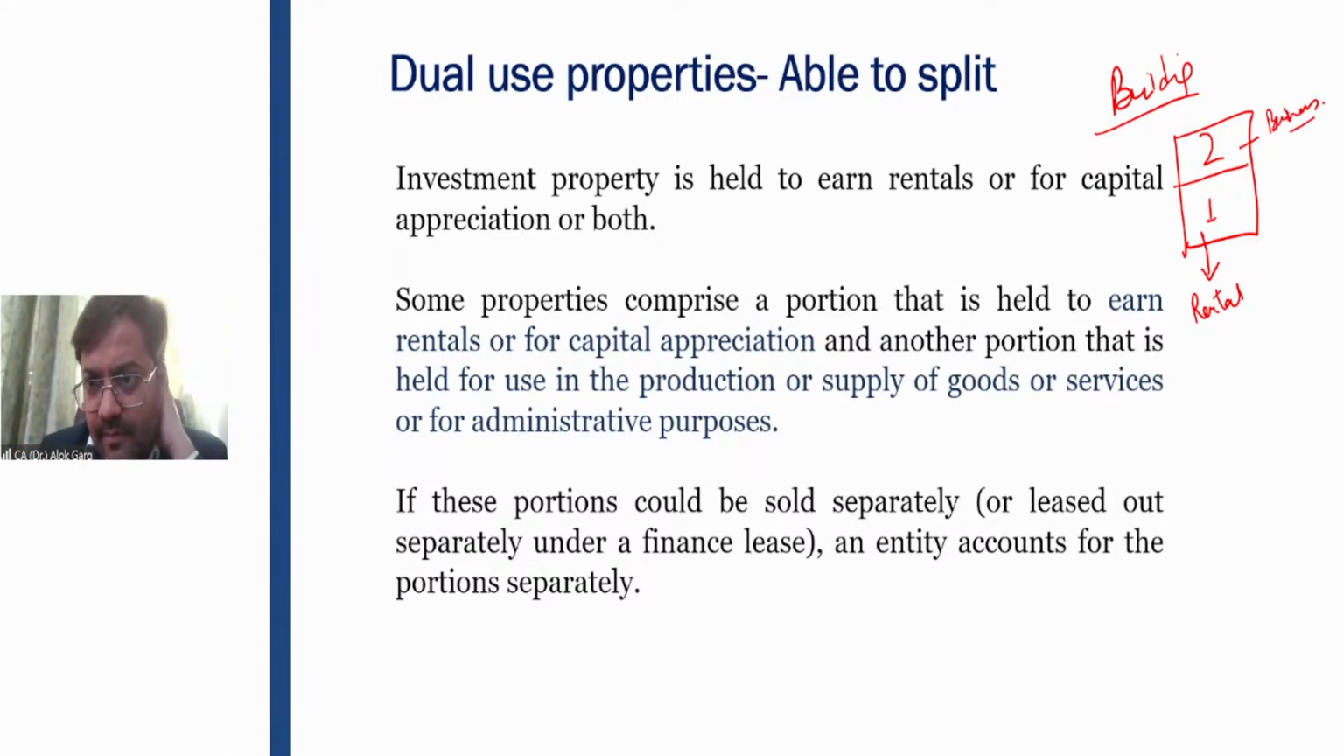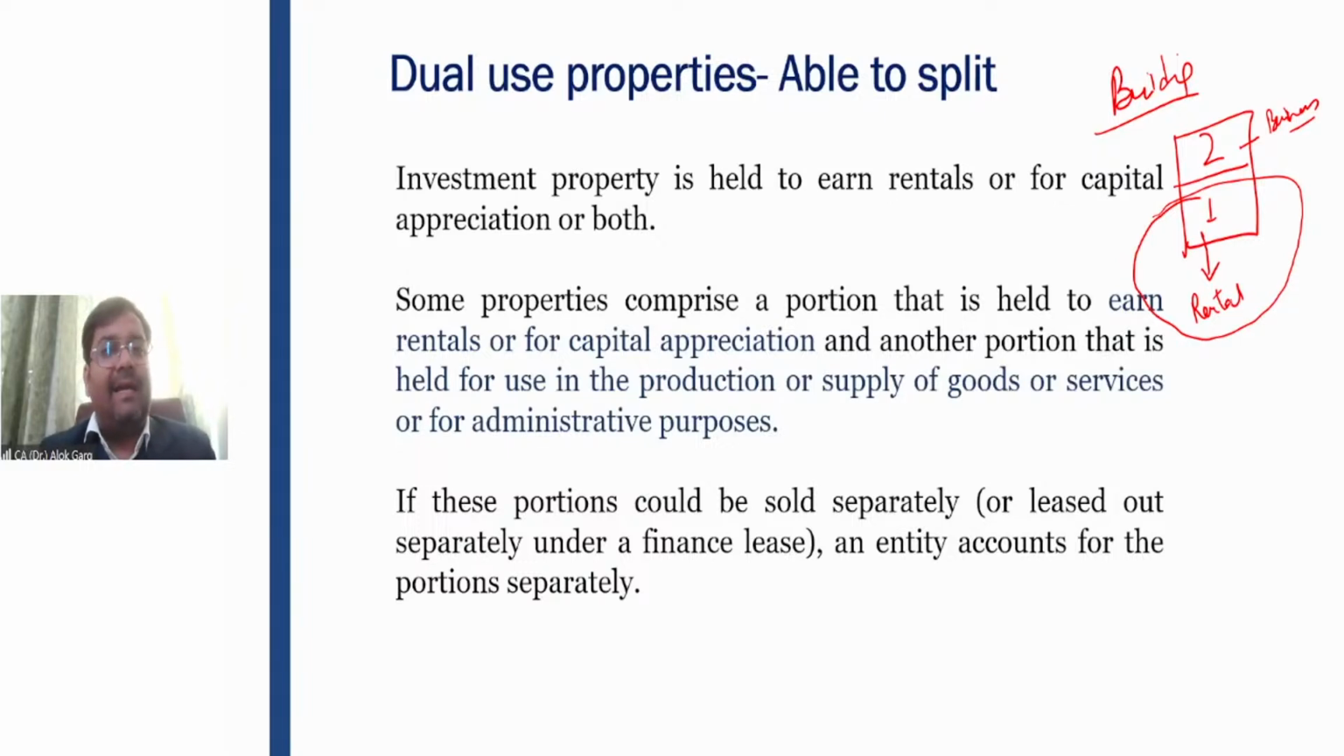The standard says, if this floor can be sold separately, right? Yes, it can be sold separately. If this floor can be leased separately, yes, it can be leased separately. So the standard says that in that case, whatever the value of the building, the value has to be allocated between these 2 floors separately. For example, the cost of the building is 1 crore. 50 lakh is apportioned to floor number 1, and 50 lakh is apportioned to floor number 2, right?